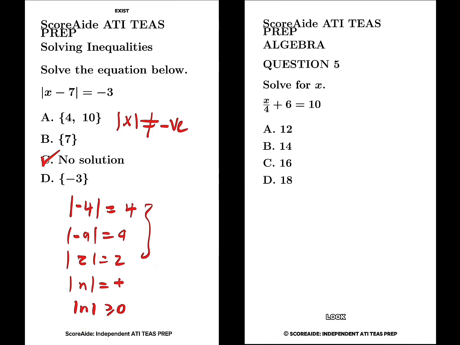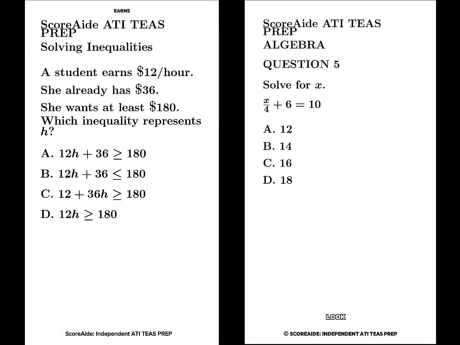It doesn't exist. A student earns $12 an hour. She already has $36. She wants at least $180. Which inequality represents h?